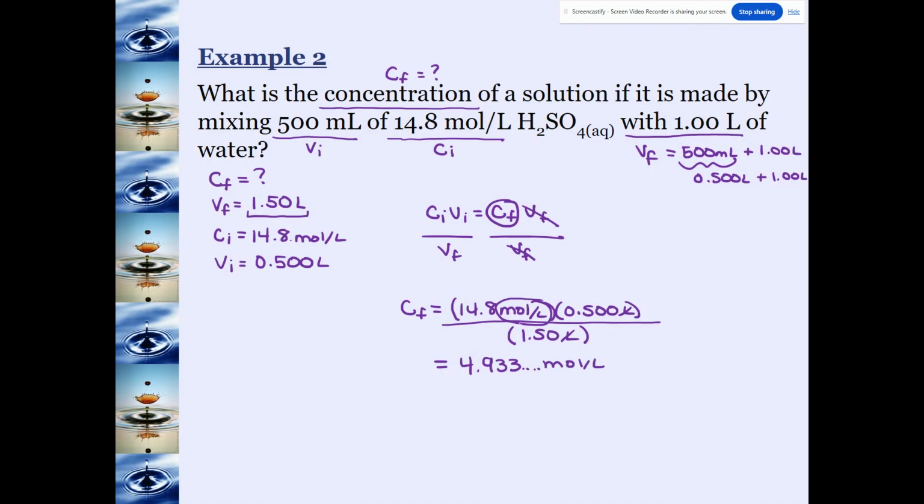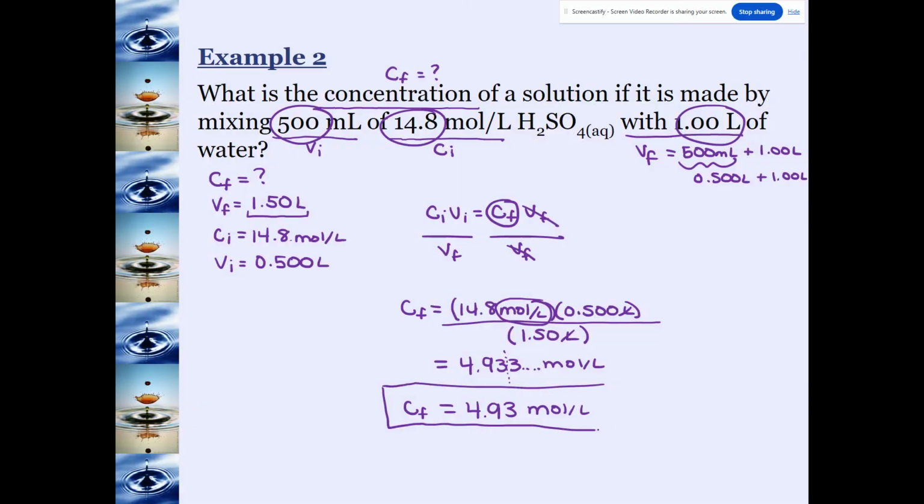And again, if I look back up at the question, I have three sig digs. So I'm going to cut it off after that 3, which won't round anything up, and we'll get 4.93 moles per liter as our, we want to label what that is, our final concentration. Okay, so always read the question very carefully. Look if it's telling you that is the final volume, or if it's being mixed with the initial, then you have to add them together.